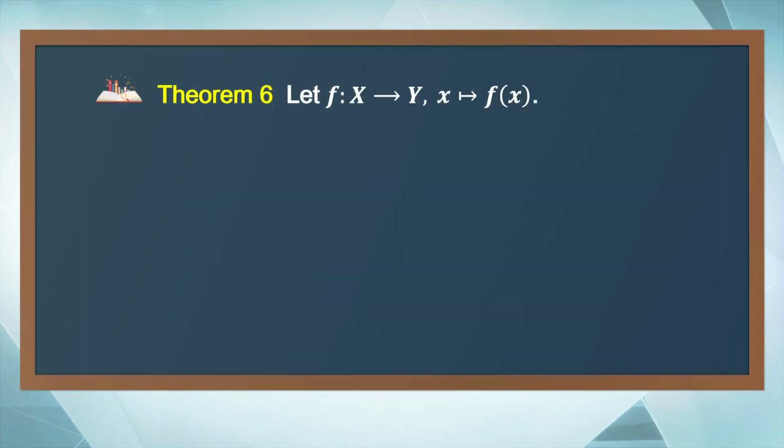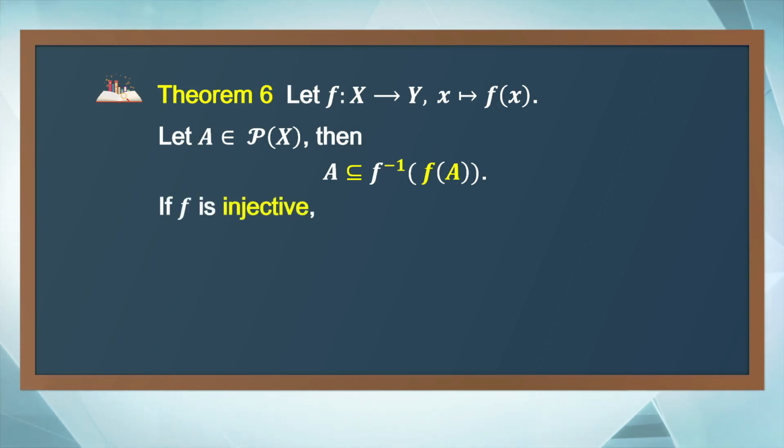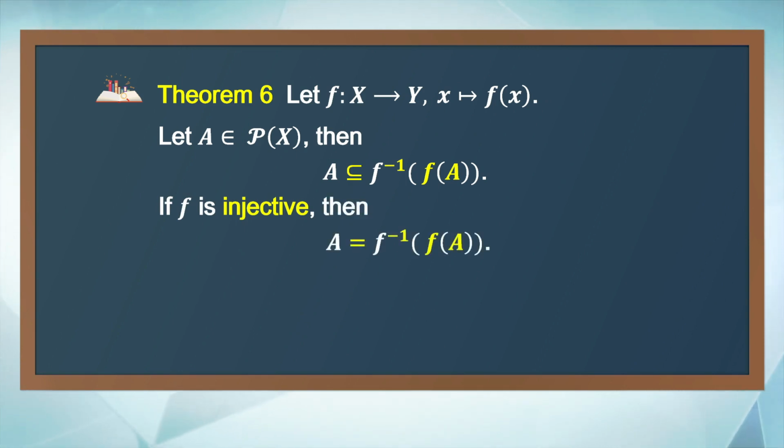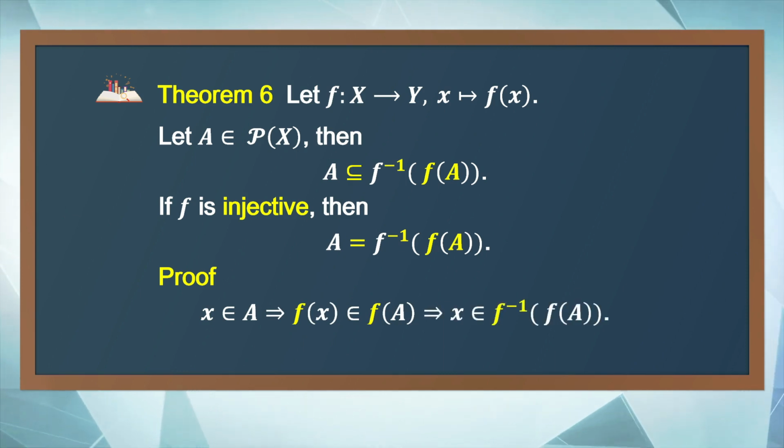Next, Theorem 6. Suppose A is a subset of X. Then A is a subset of the preimage of the image of A. And if f is injective, then A equals the preimage of the image of A. Suppose x is in A. If x is an element of A, then its image f(x) is an element of the image of set A. So, x is an element of the preimage of the image of A. Therefore, A is a subset of the preimage of the image of A.